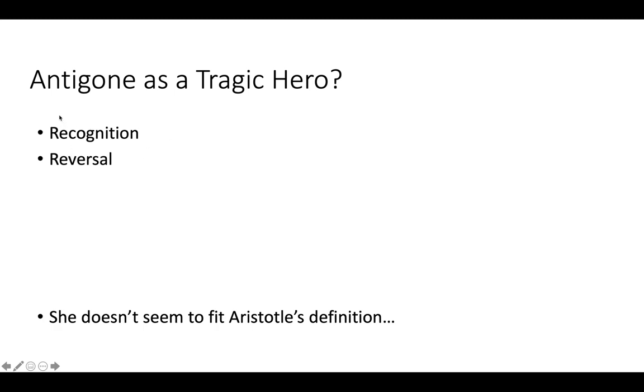Also key to Aristotle's definition of a tragic hero is this sort of reversal of fortune. A lot of the tragic heroes in the dramas we read have this kind of moment. The penultimate example is Oedipus, where both of these moments are combined in the same moment, where Oedipus realizes that he has already fulfilled his curse, and by realizing that, he realizes that he's doomed. Antigone doesn't really have this. She's doomed from the beginning of her play. She doesn't fit Aristotle's definition.